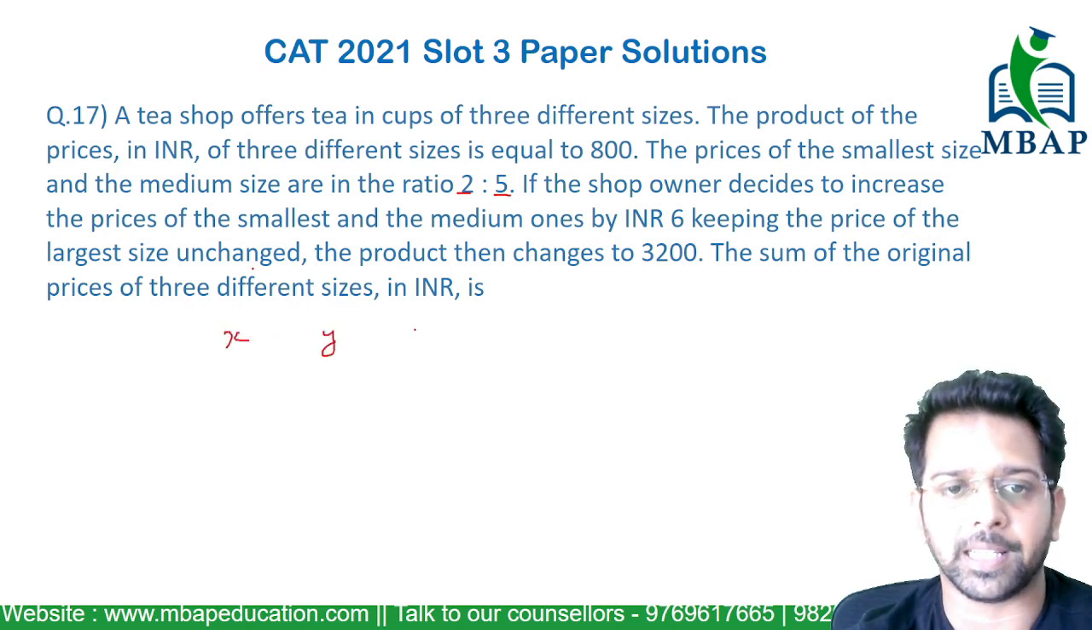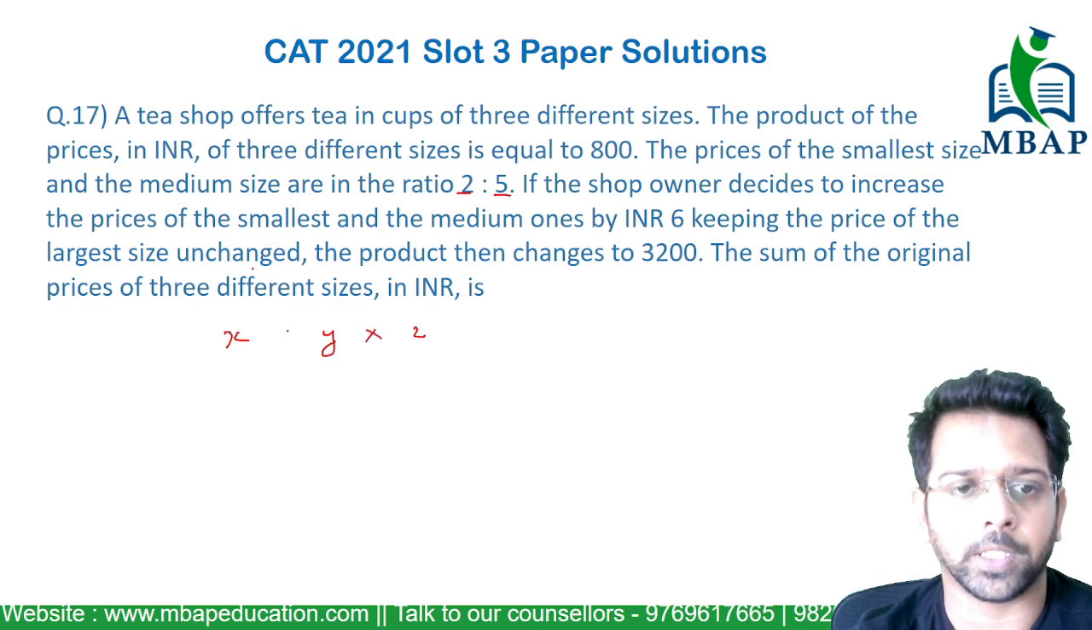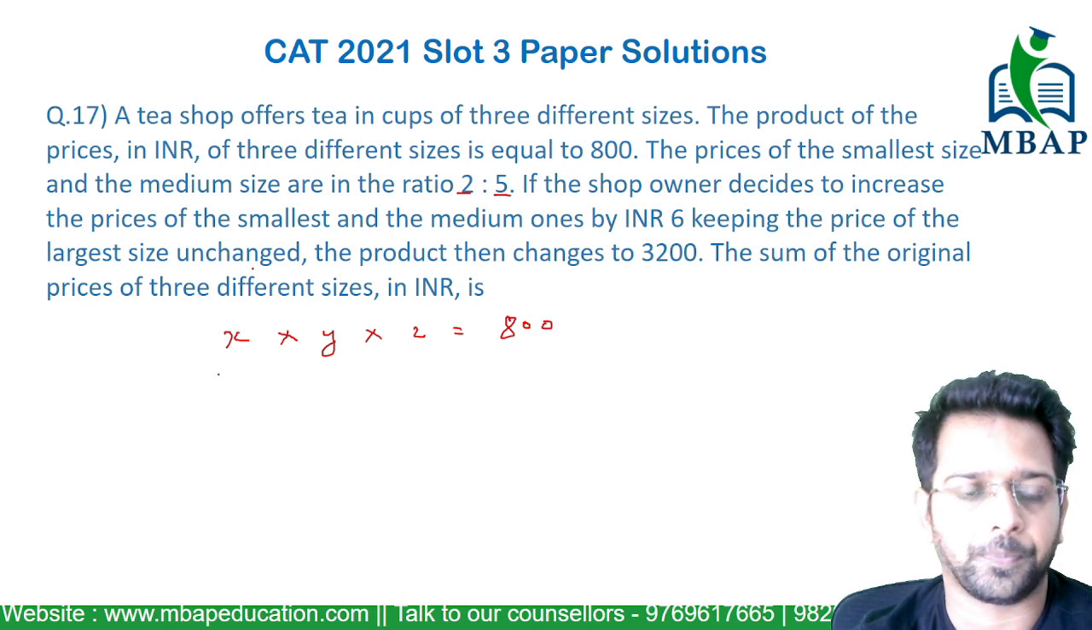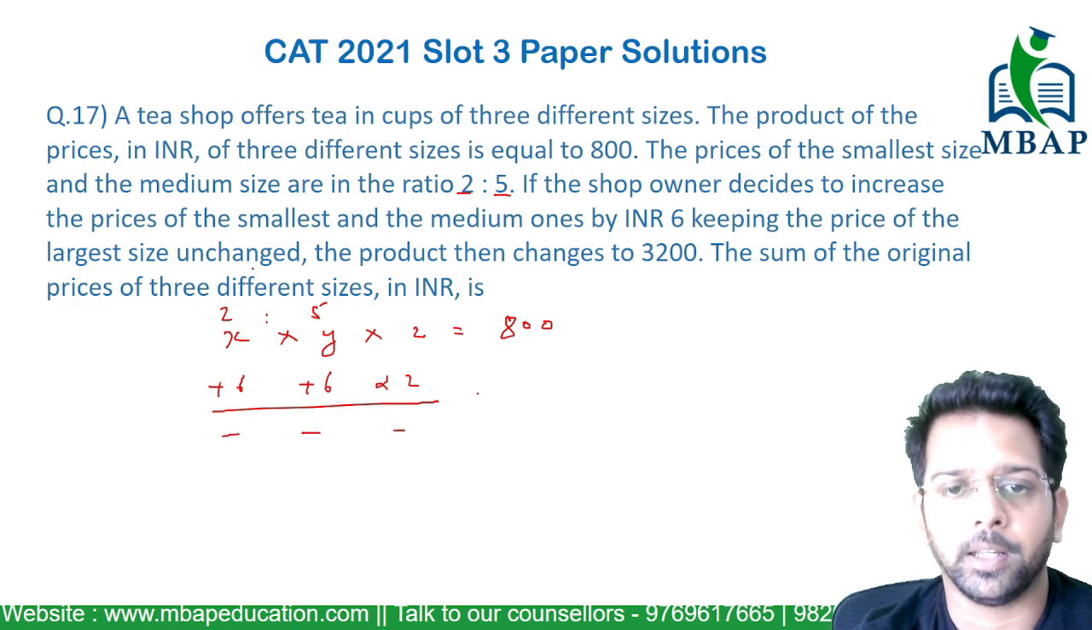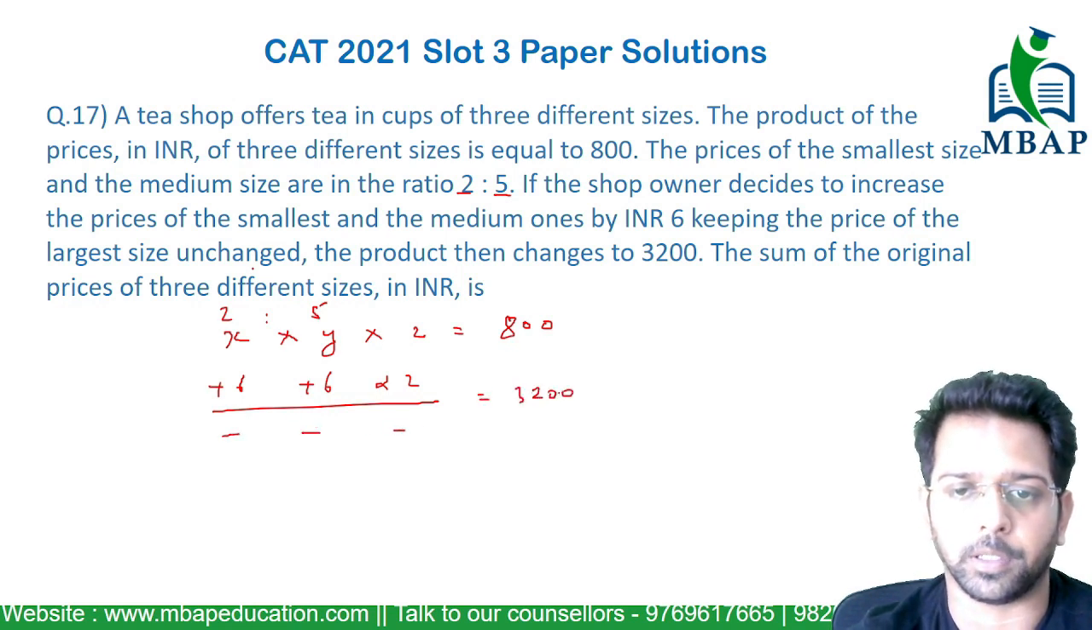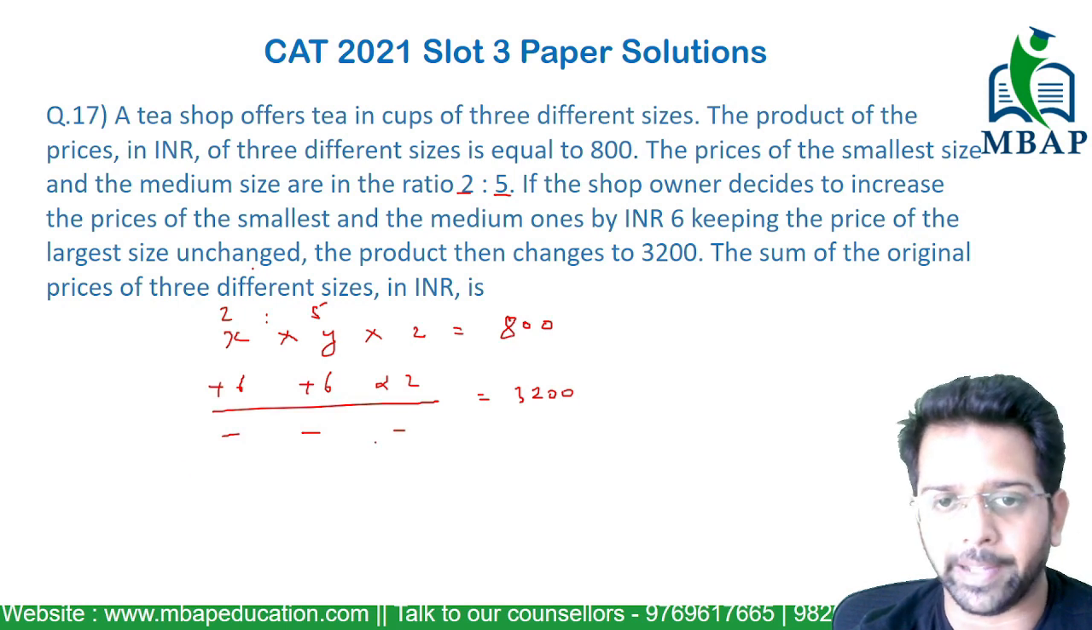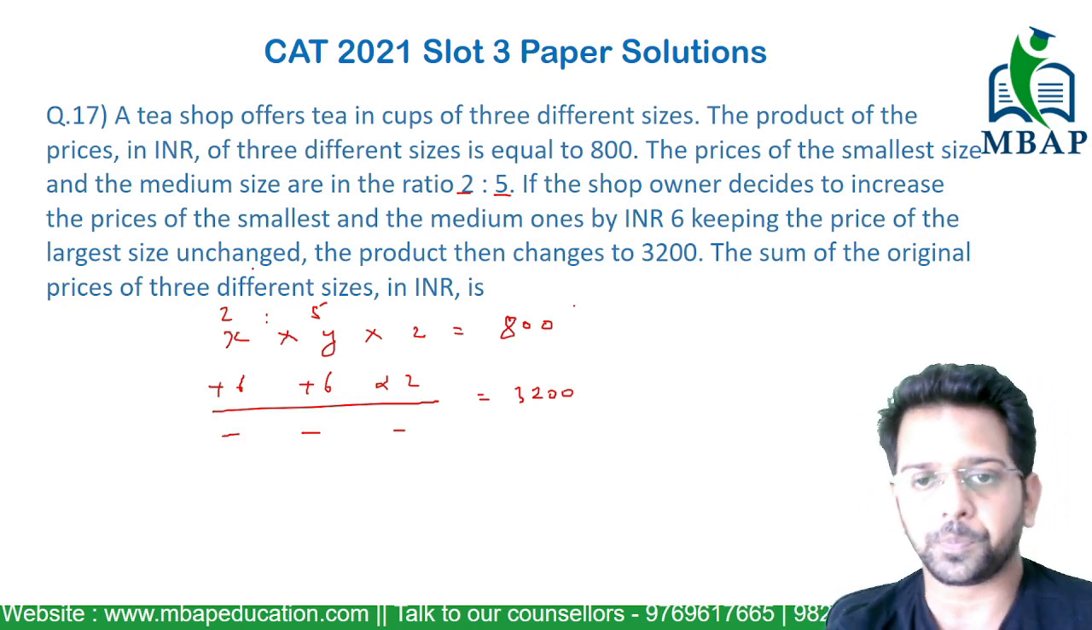Let's assume the prices of the three sizes are X, Y, and Z. The question says when you multiply all of them, the value comes out to be 800. And X and Y are in the ratio of 2:5. Next, if you add 6 and 6 here, keeping Z the same, then (X plus 6) into (Y plus 6) into Z is coming out to be 3200. And you have to find the value of X plus Y plus Z. I repeat, you have to find the value of X and Y and Z, add them.